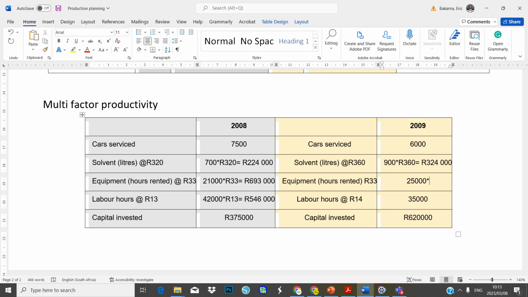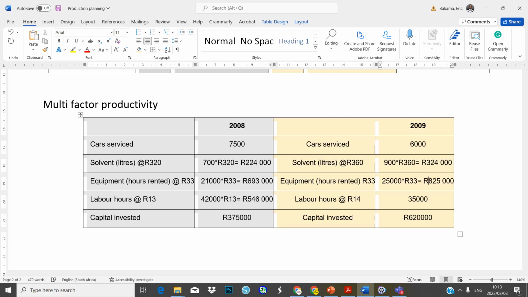It's quite important. So for the equipment hours, we have 25,000 hours that were used to run the facility, and then we paid 33 rand per hour, which gave us a value of 825,000 rand. This is what the company had paid.